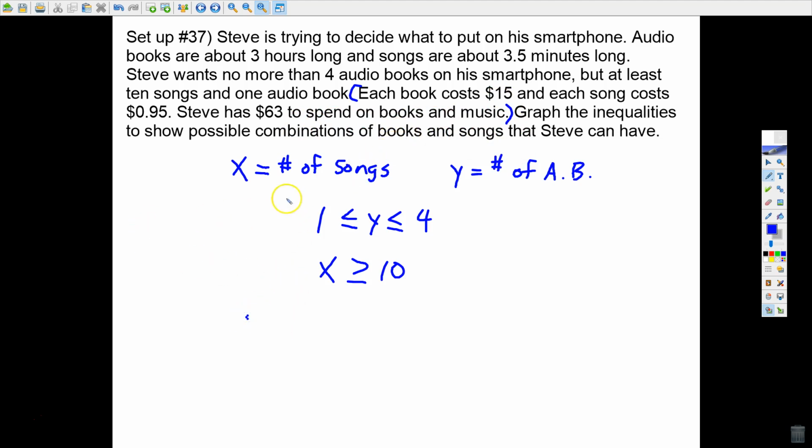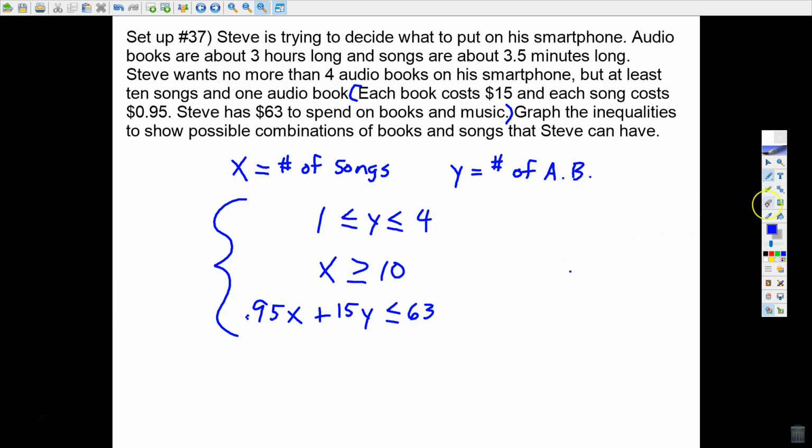So let's just go with songs first. 95 cents times every song plus $15 times every audiobook, and he only has $63 to spend. Okay, so in inequality form, we're going to have to say less than or equal to 63. He cannot go over 63. He can go to 63, but not more. Okay, so this is your system. So what I'd like for you to do is, before class tomorrow, see if you can go ahead and graph these 3 inequalities, do the appropriate shading.